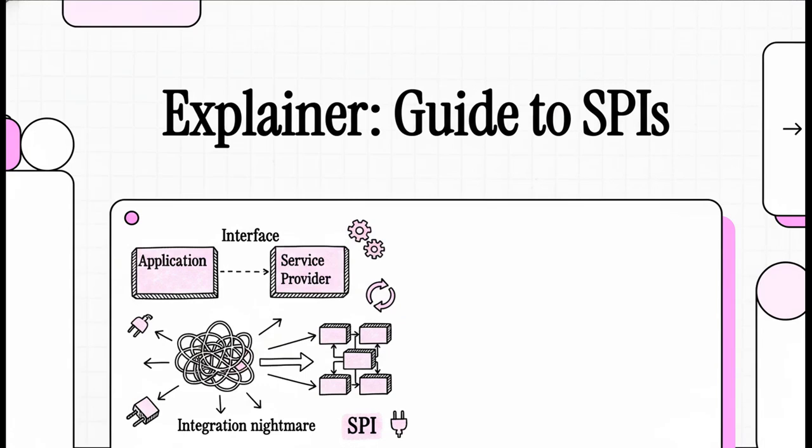Today we're going to talk about a design pattern that might just be one of the most powerful, yet kind of under the radar tools in a developer's toolkit. It's called the Service Provider Interface, or SPI. And look, if you've ever been trapped in what feels like an endless integration nightmare, yeah, you're going to want to stick around for this.